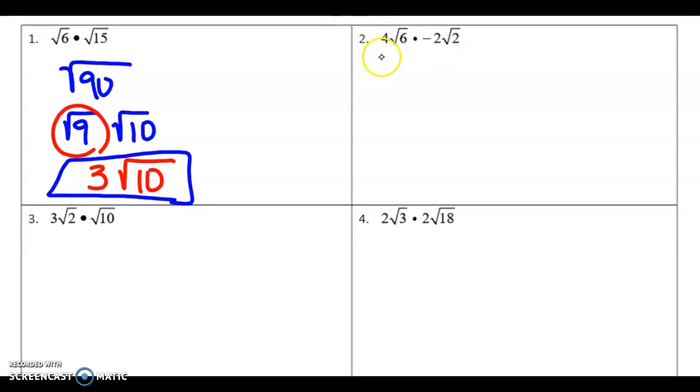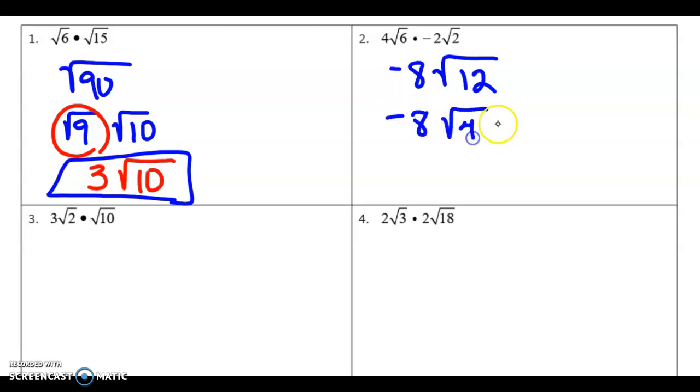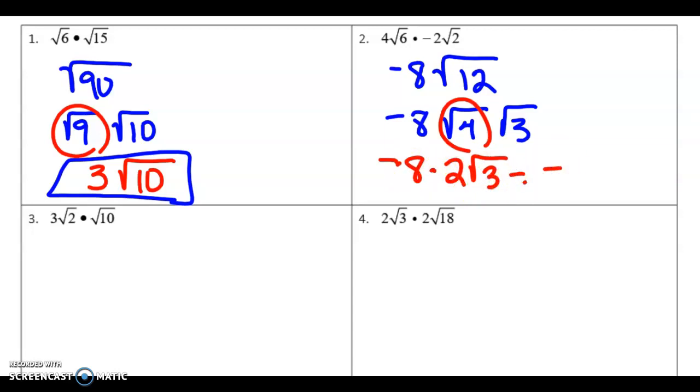Numbers outside with numbers outside get multiplied together, so 4 times negative 2 is negative 8. Numbers inside get multiplied with numbers inside. And then we look at the 12. The highest perfect square that goes into 12 is 4. We know the square root of 4 is 2. And these are both outside now, so they can be multiplied together. So we get negative 16 root 3.